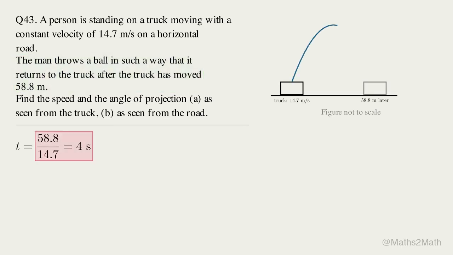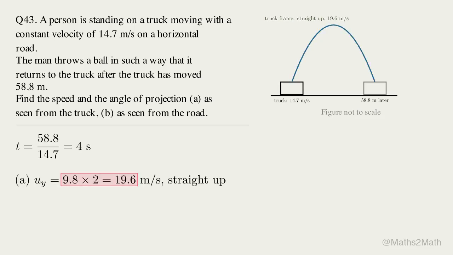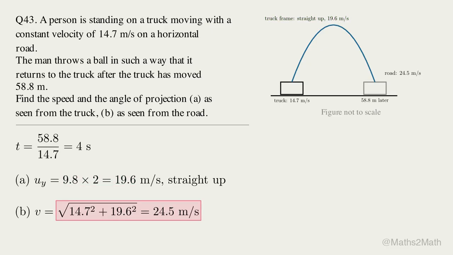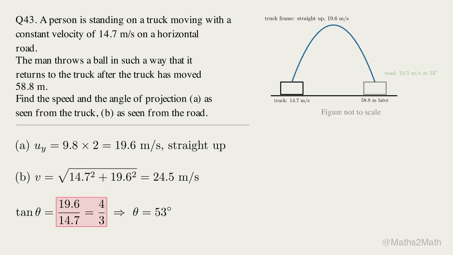The truck covers 58.8 meters at 14.7. The flight lasted 4 seconds. From the truck, the ball went straight up and back in 4 seconds, up for 2. Its launch speed was g times 2, 19.6 meters per second, vertically upward. From the road, add the truck's 14.7 horizontal. Speed root of 14.7 squared plus 19.6 squared, which is 24.5 meters per second. Its angle, tangent 19.6 over 14.7 is 4 by 3, so 53 degrees with the horizontal.